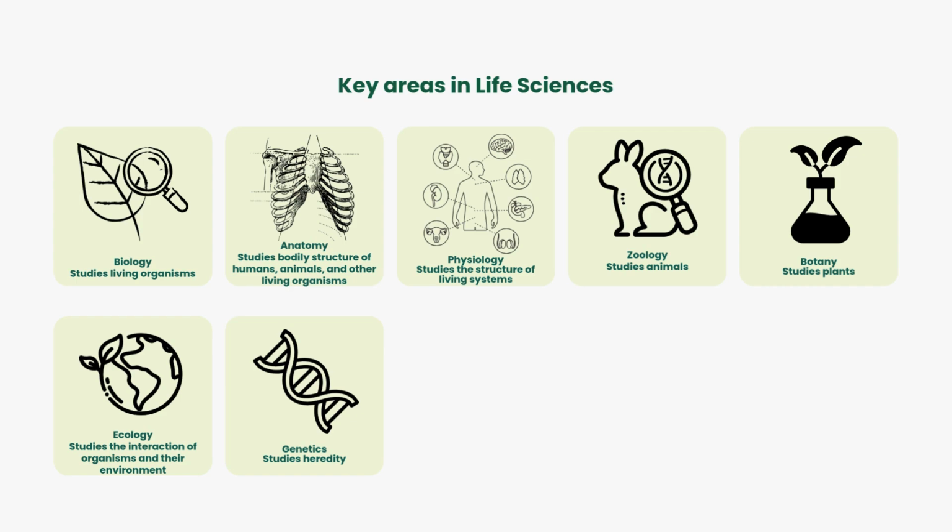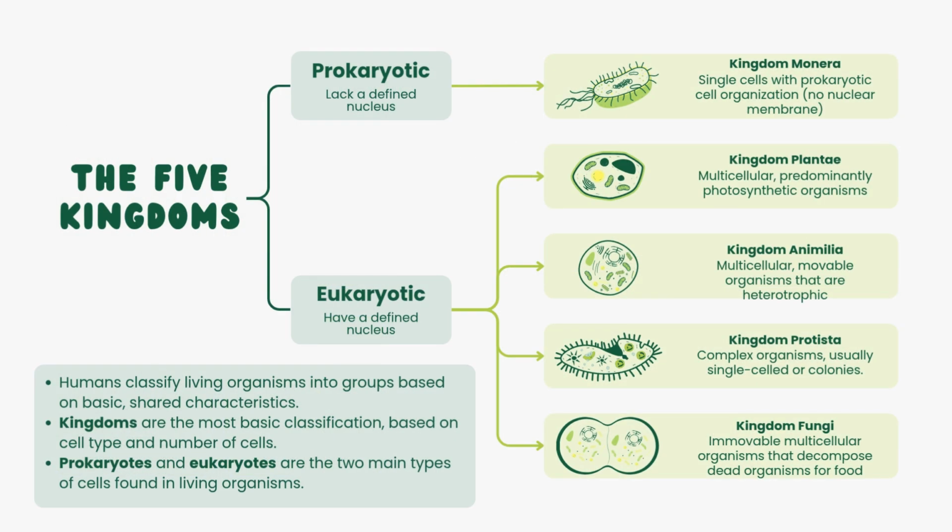The 5 kingdoms are Monera, single cells with prokaryotic cell organization, no nuclear membrane, e.g., parasitic bacteria, and photosynthesizing blue-green algae. Think of Monera as the simplest, single-celled organisms without a true nucleus. Protista, complex organisms, usually single-celled or colonies, can photosynthesize or live as parasites. Protista are a bit more complex than Monera, but often still single-celled, and they have a nucleus.